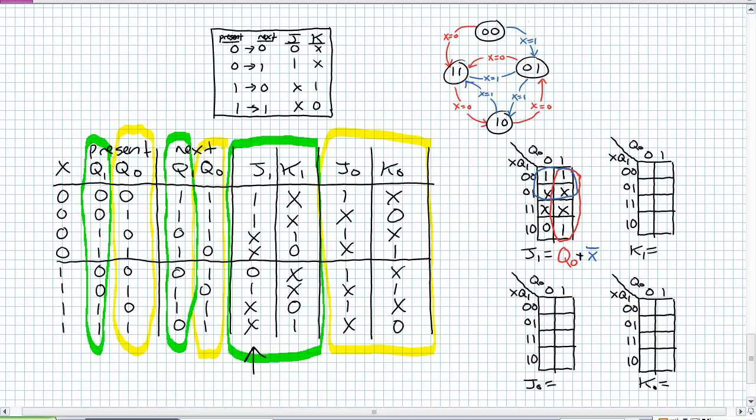Go ahead and see if you can populate the K1 map, populate the J0 map, and populate the K0 map. Just do the population right now. So hopefully we're starting off at the same spot. So there is the population of those individual K-maps.